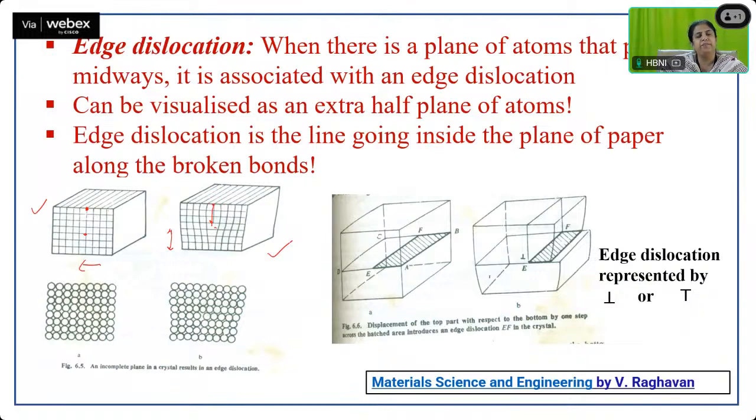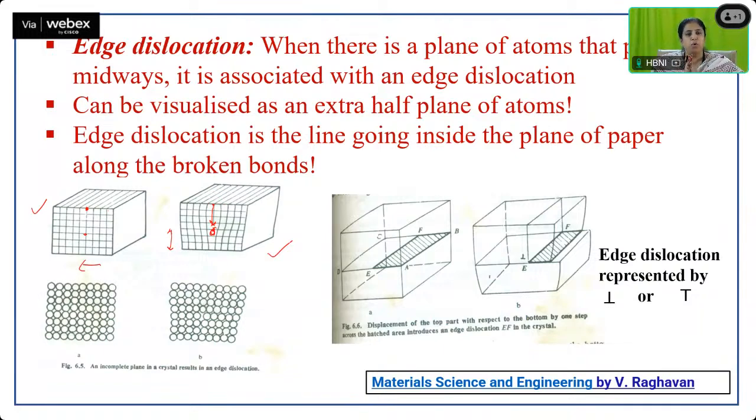Why is this associated with high energy and not thermodynamically stable? If you just concentrate at this edge, which is going inside this plane, the edge dislocation, because once this plane ends abruptly, all the bonds above this particular line will be compressed together, and the ones below this particular line will be in a state of slight expansion.